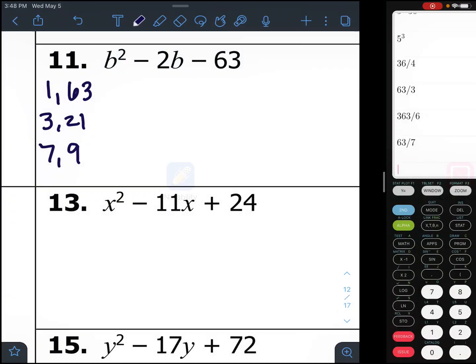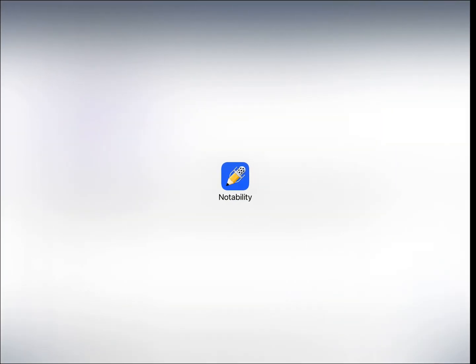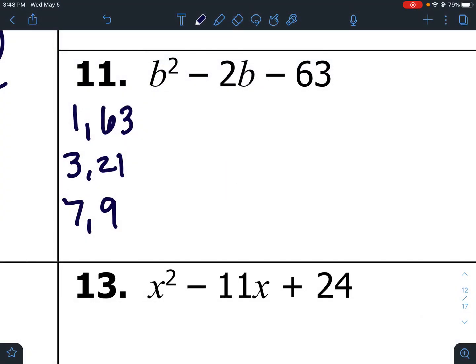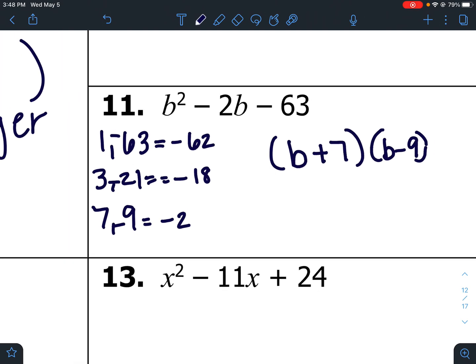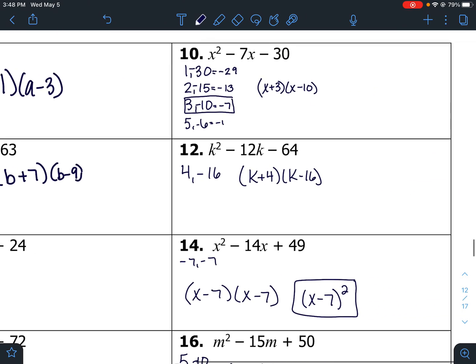Throw that off the screen. All right. So now that I have all my factors, once again, my bigger number is negative, and we're seeing which ones of those add to be negative 2. This one will get us to be negative 62. This one will get us to be negative 18. And here we have negative 2. That's the one I'm looking for. B plus 7, B minus 9. I'm going to zoom out so you can see 10 and 12.